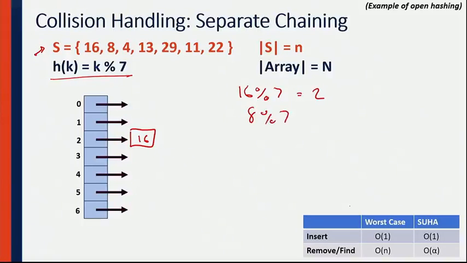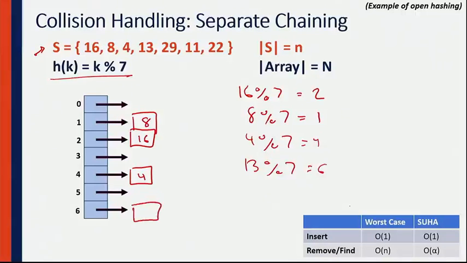Next value, 8. 8 mod 7 is 1, so we go ahead and add 8 to index 1. Next value is 4. 4 mod 7 is 4, and we go ahead and add that right here. Next value is 13. 13 mod 7 is 6, so we can add 13 at index 6. Now we have 29. 29 mod 7 is 28 remainder 1, so here we have a value of 1.